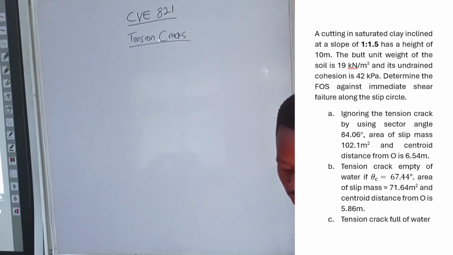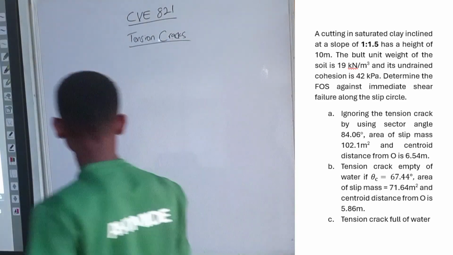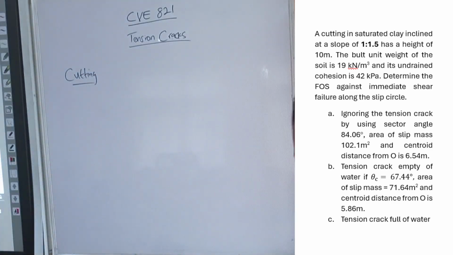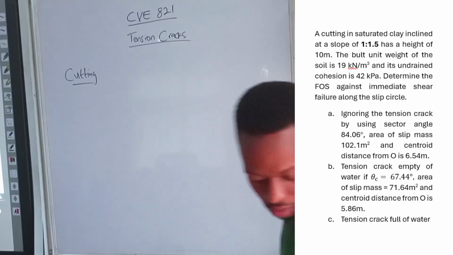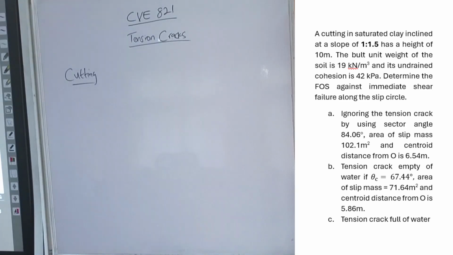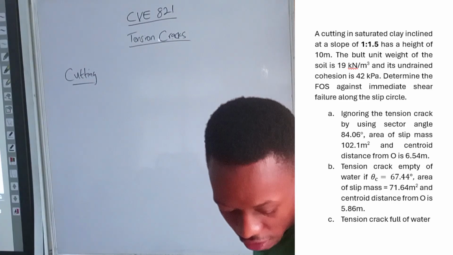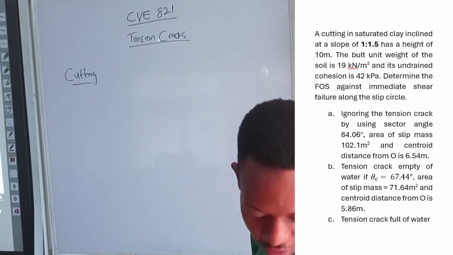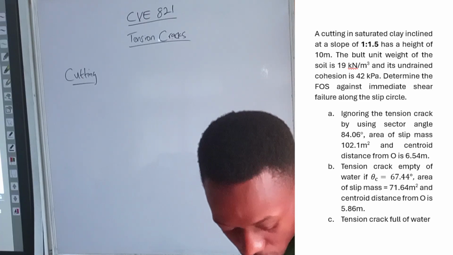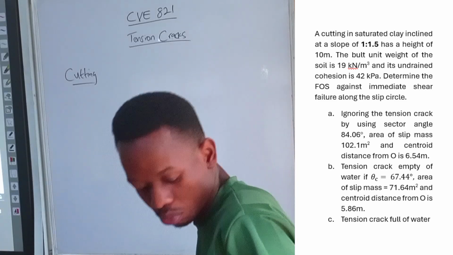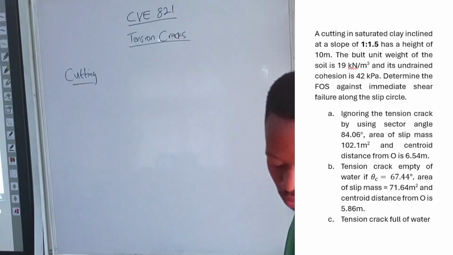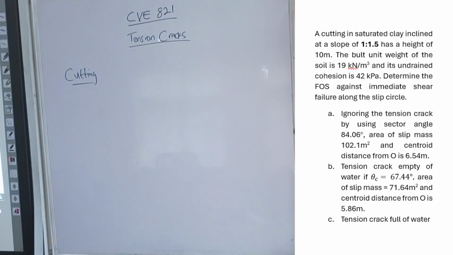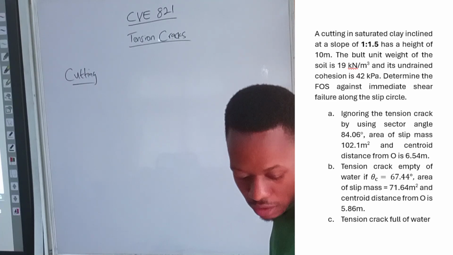A cutting in a saturated clay is inclined at a slope of 1:1.5. It has a height of 10 meters. The bulk unit weight of the soil is 19 kilonewtons per meter cube.